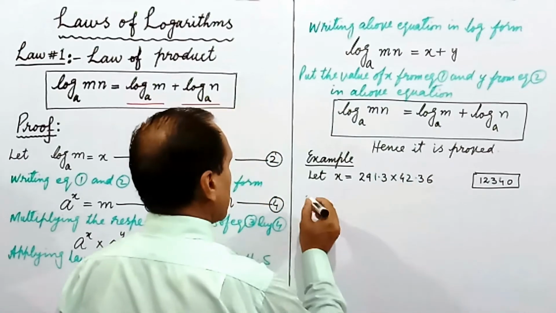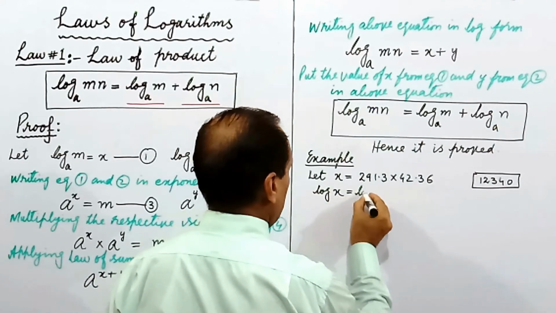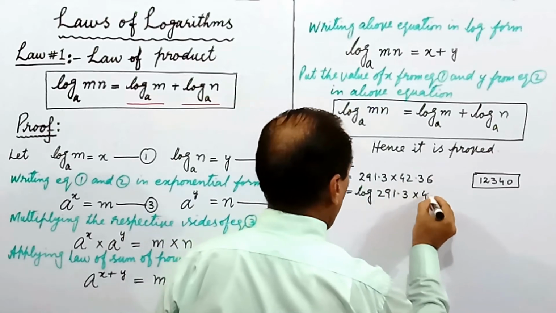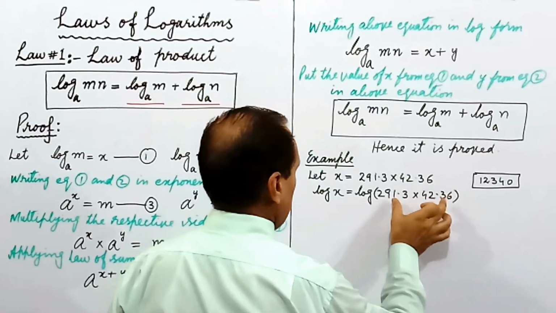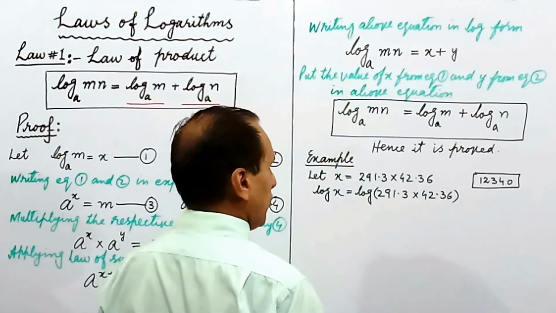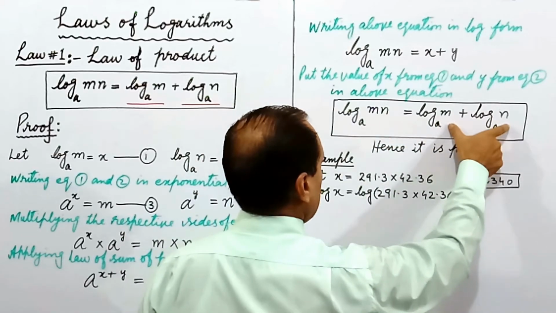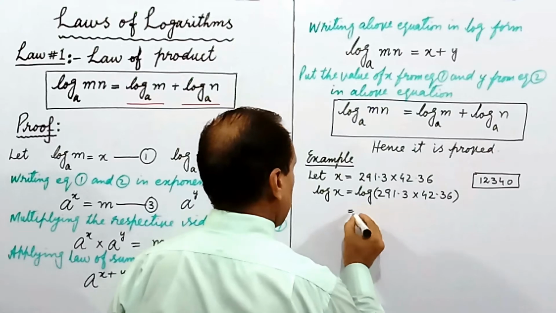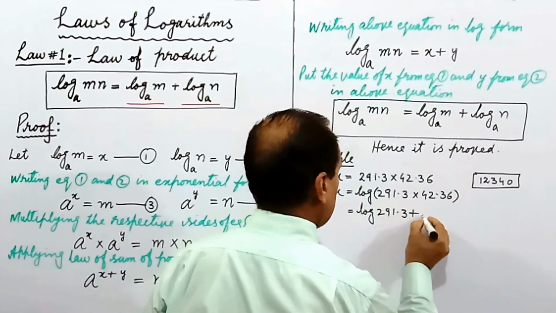How? So first we take the log of the both sides. We have log x is equal to log 291.3 into 42.36. As we observe that in the right hand side we have two numbers in a product with a log. So if we apply the first law, which is the law of product, that will be converted into the sum of the two distinct logs. So we apply over here on the right hand side and we get log 291.3 plus log 42.36.